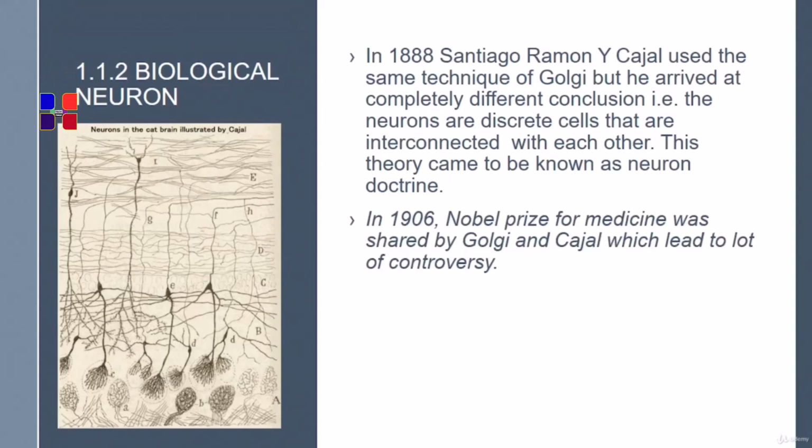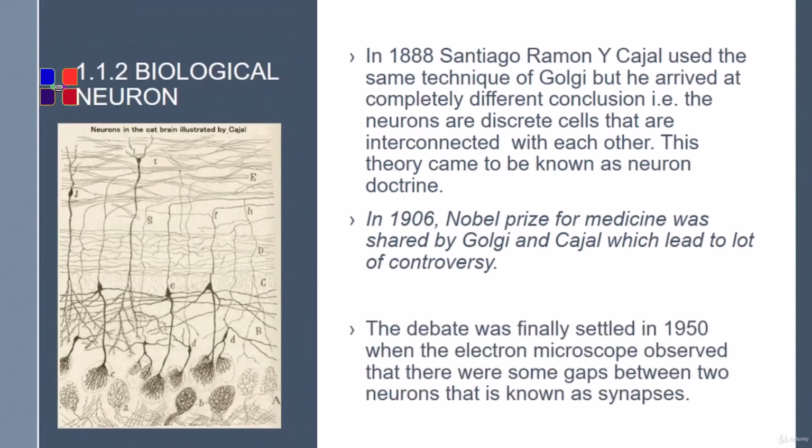And in 1906, this debate was still not settled whether the human brain is one giant network or a collection of cells. So in 1906, when the Nobel Prize for Medicine was given, both Golgi and Cajal were jointly awarded. So the point is that even till then, it was not conclusively proven what the structure of the brain is.